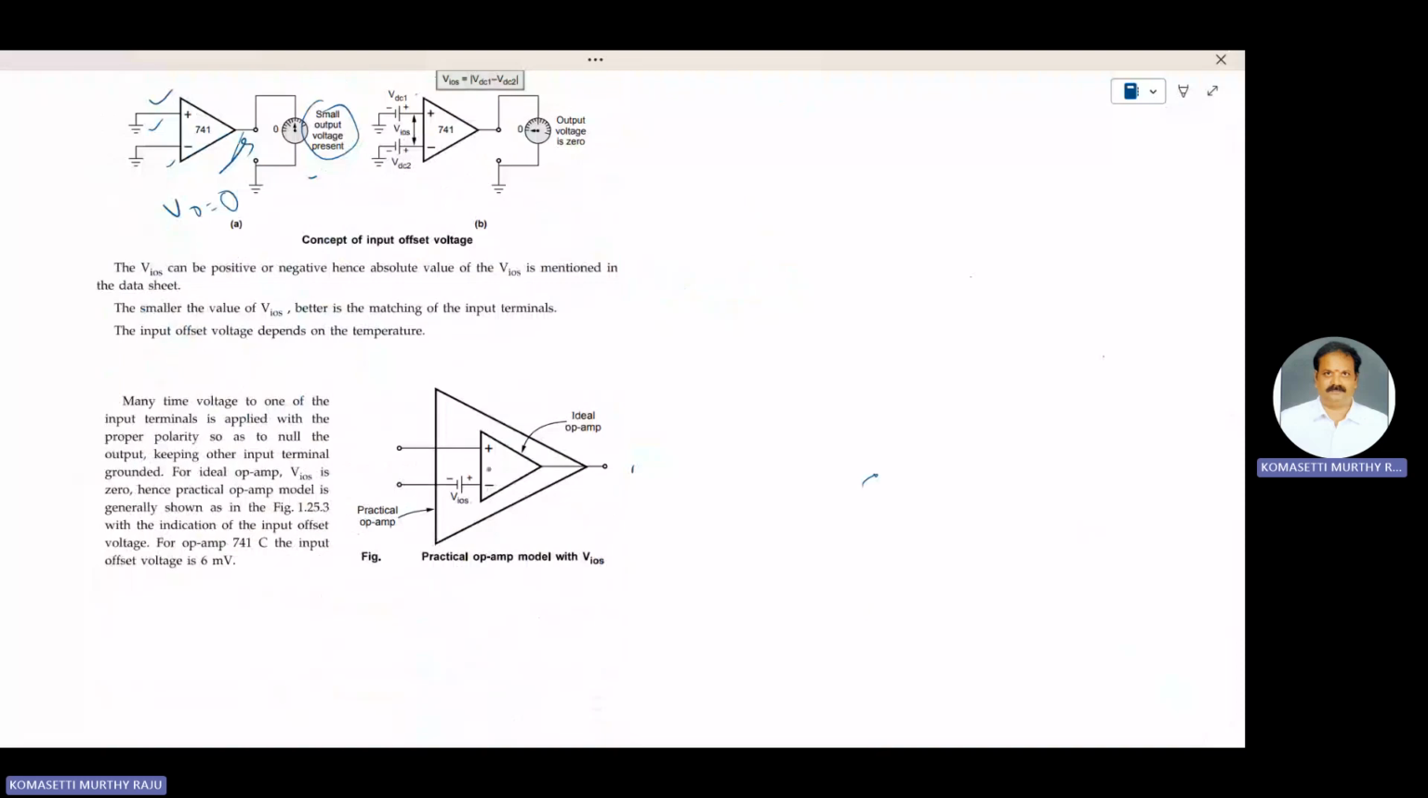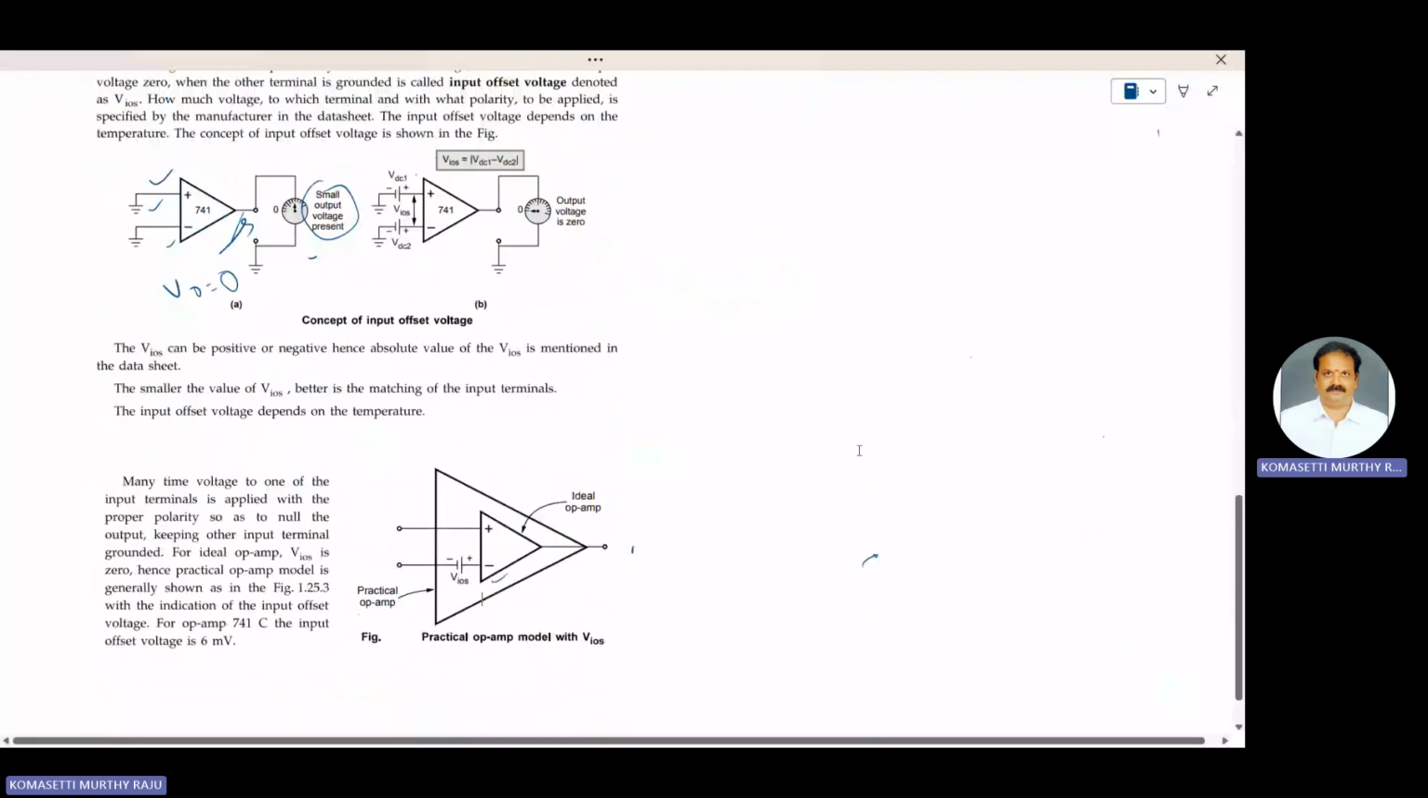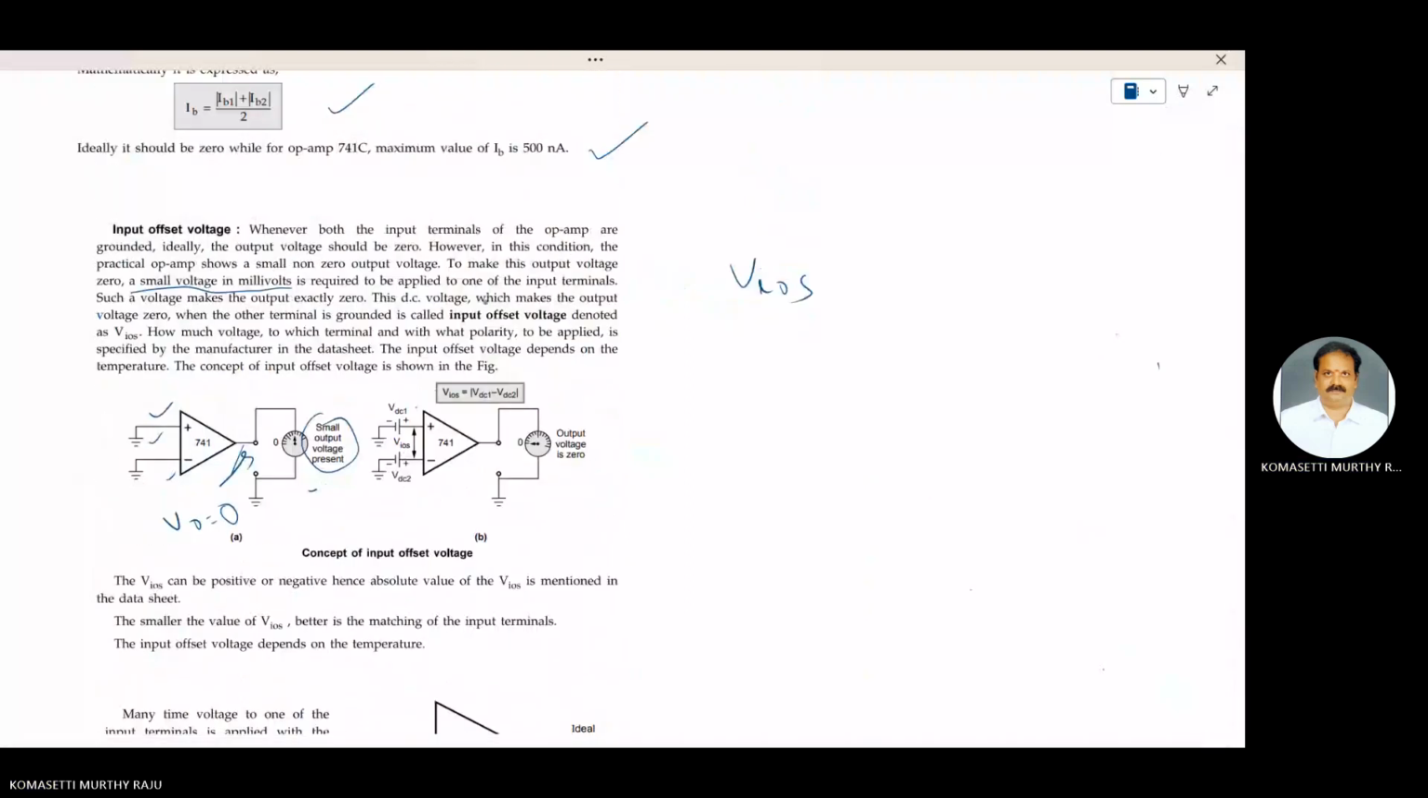In this case, this small millivolts voltage is applied at the inverting terminal of the op-amp. Sometimes a small voltage in millivolts is applied to the non-inverting terminal also, depending on the manufacturer's data sheet value. To make the output voltage 0, a small voltage in millivolts is required to be applied to one of the input terminals. Such a voltage, that is VIOS, makes the output exactly 0.